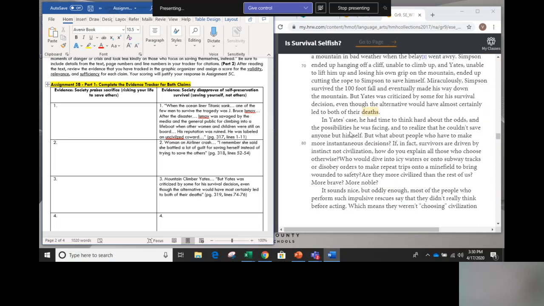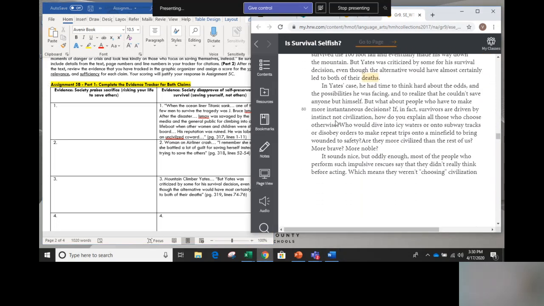Okay, so let's continue here. In Yates' case, he had time to think hard about the odds and the possibilities he was facing, and to realize that he couldn't save anyone but himself. But what about people who have to make the more instantaneous decisions? If, in fact, survivors are driven by instinct, not civilization, how do you explain all those who choose otherwise?